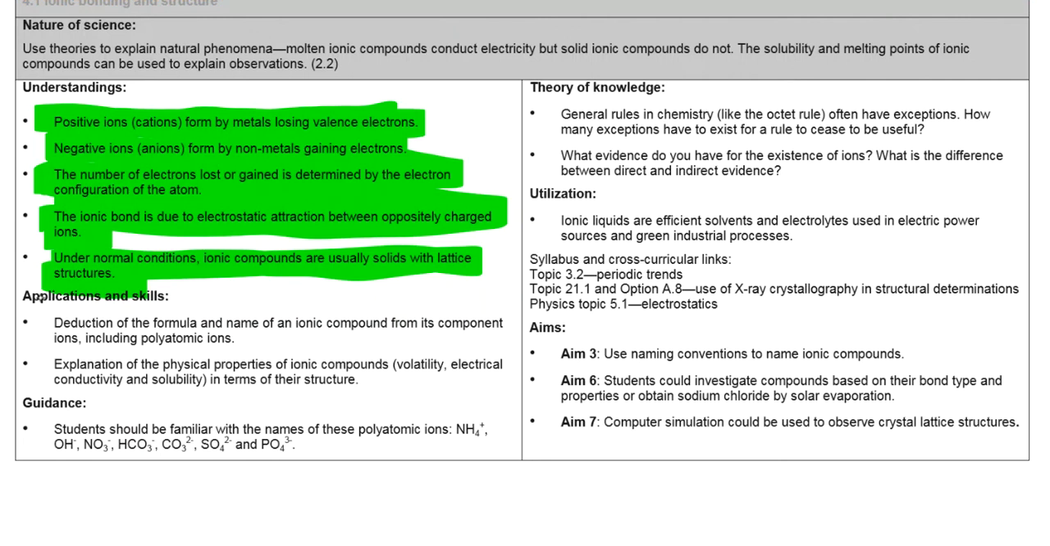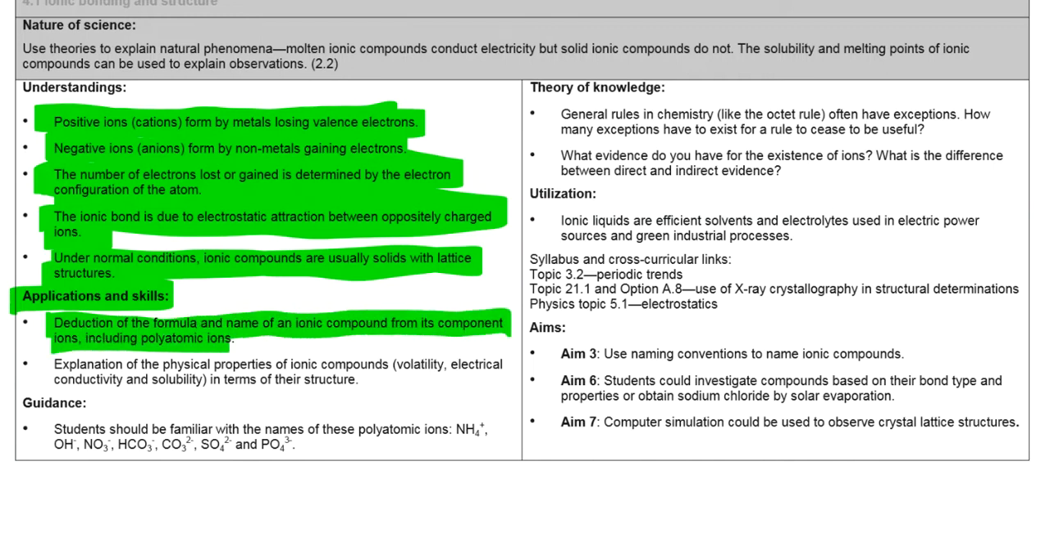Next, moving on to the applications and skills, what you'll have to do in an exam: deduction of the formula and name of the compound from its component ions, including polyatomic ions. This is to do with looking at the periodic table and the atoms and deducing what ionic charge they would have, and from this determining their ionic charge in individual ions and polyatomic ions. Polyatomic ions are ions that consist of multiple atoms, poly meaning multiple, atomic meaning atoms.